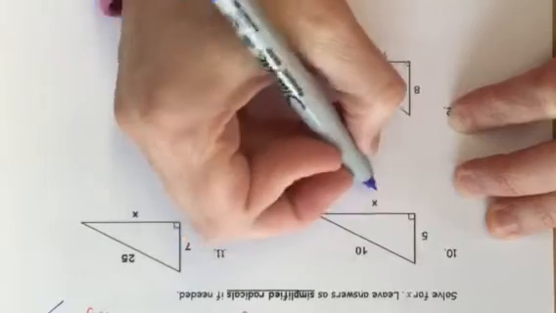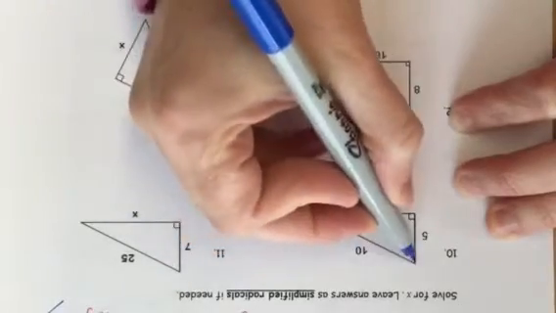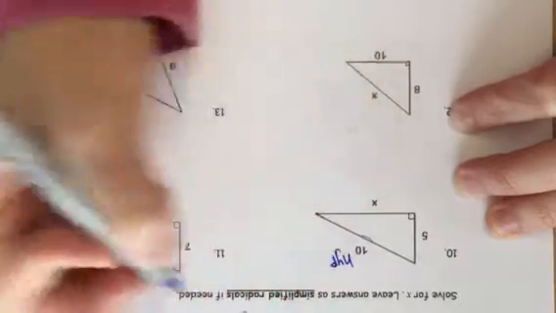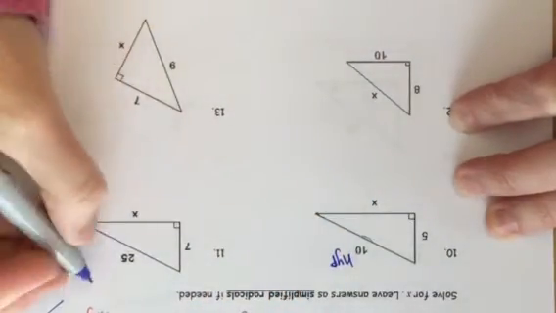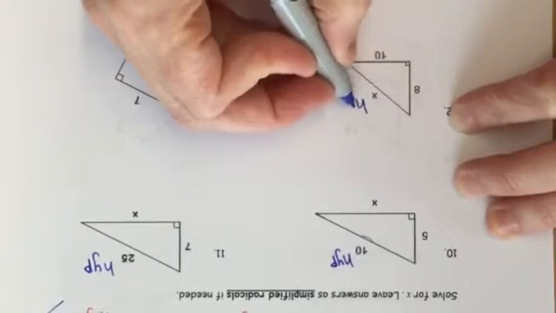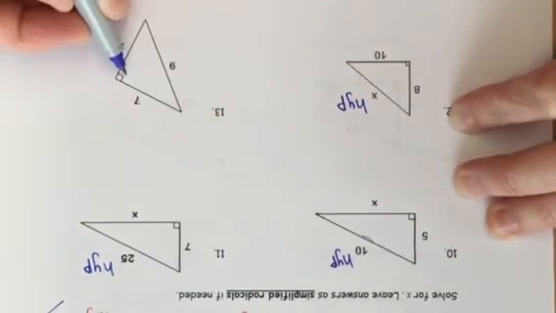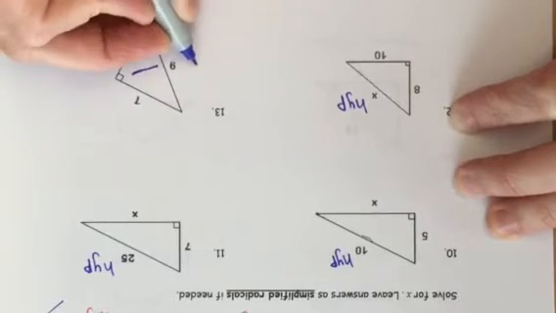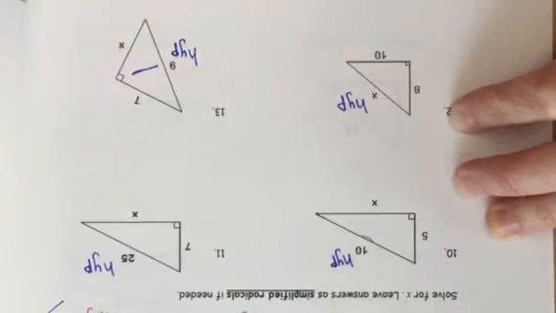When we write Pythagorean theorem, make sure that the hypotenuse is on its own side of the equal sign. So I'll just go ahead and label that. That one's the hypotenuse. This one's the hypotenuse. This one's the hypotenuse. And down here, they changed the orientation of the triangle, but this one is the hypotenuse.